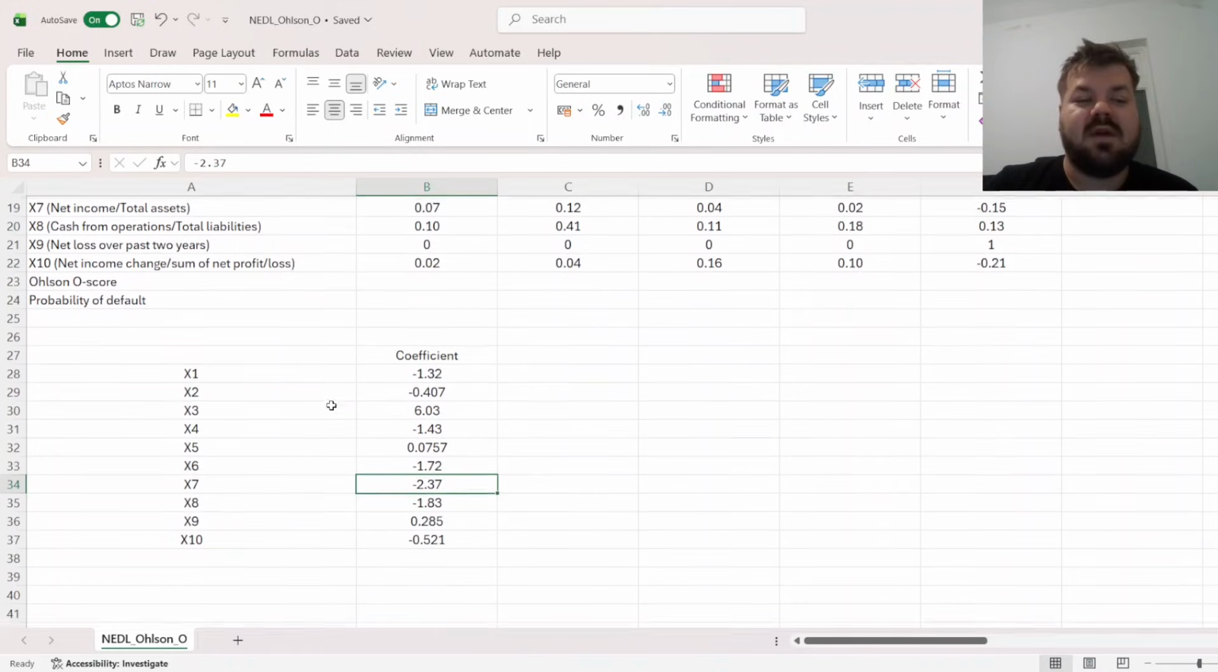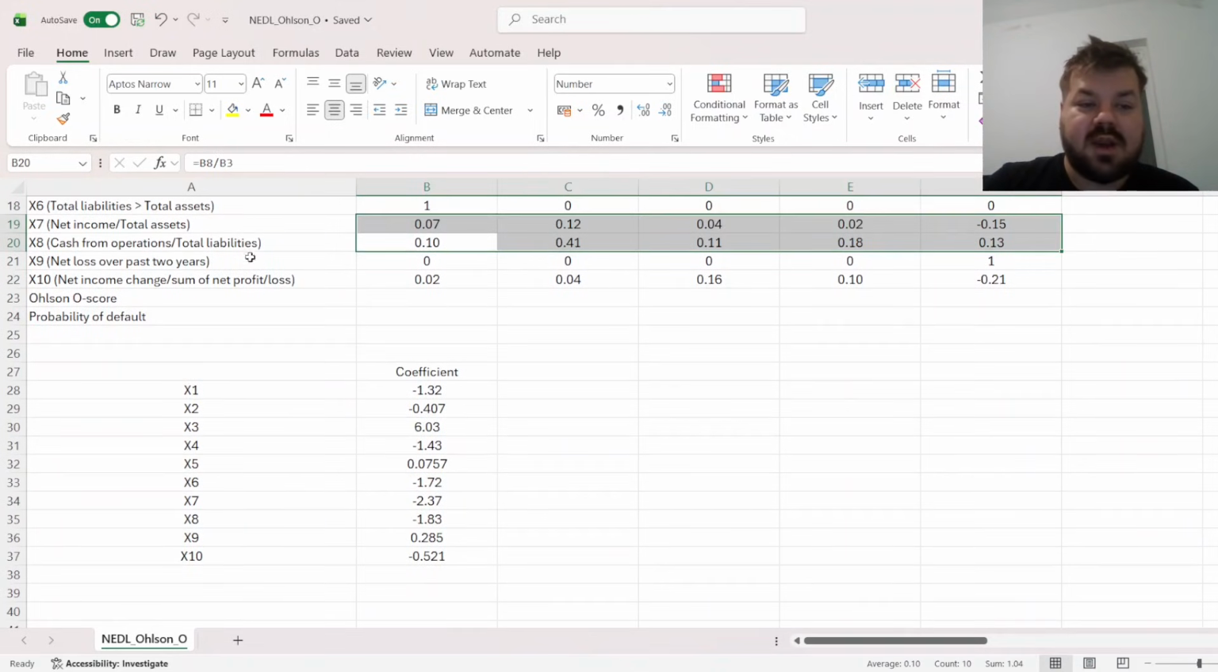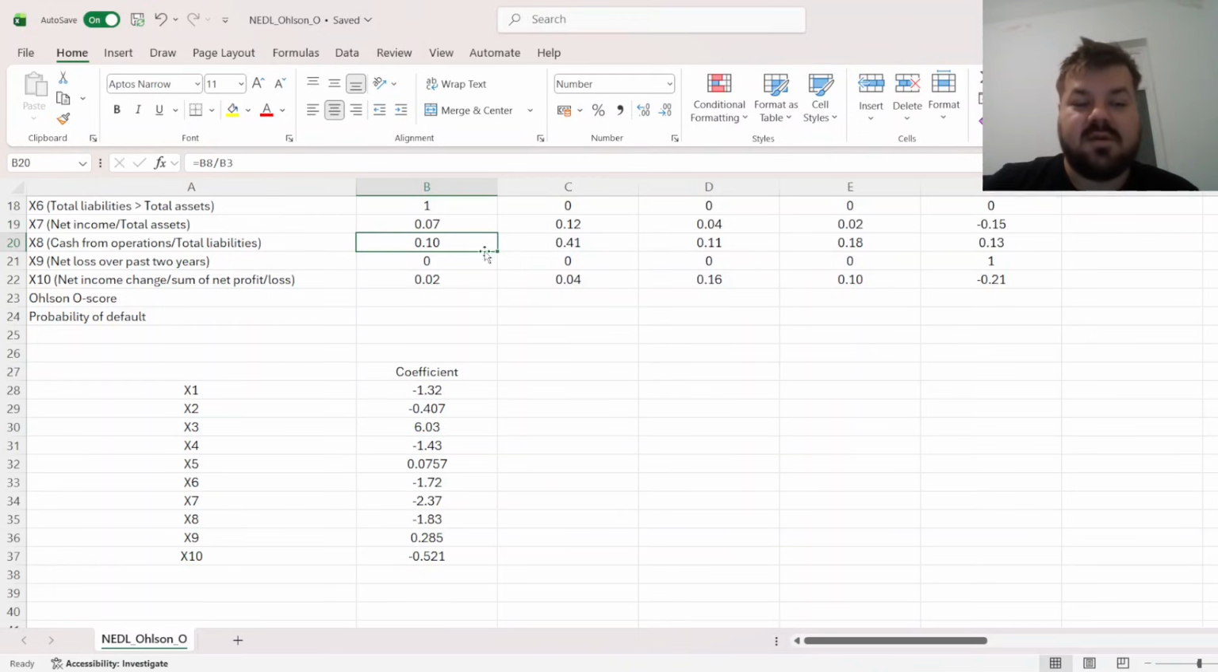Again, very, very true. Then the ratio of cash flow from operations over total liabilities. Again, negative term, which basically means that the companies that generate more cash flow from operations as a fraction of total liabilities are less likely to default. Again, more cash flow from operations makes firms more resilient.